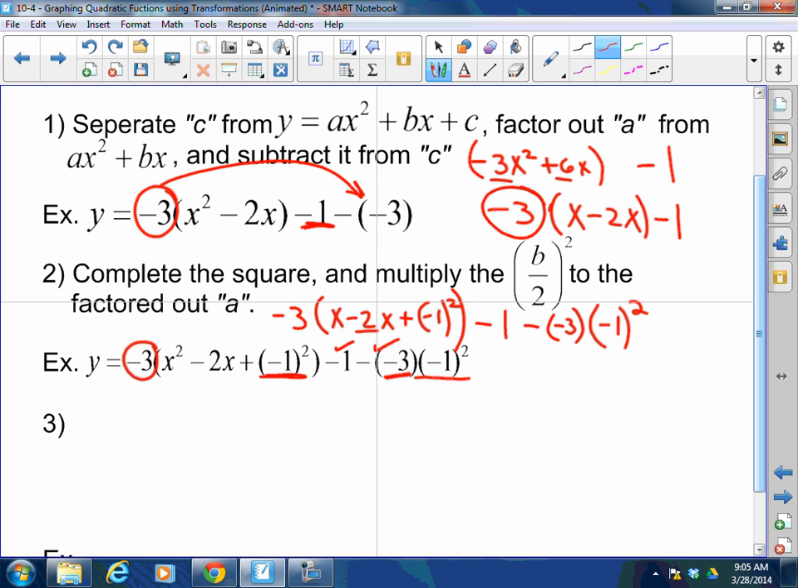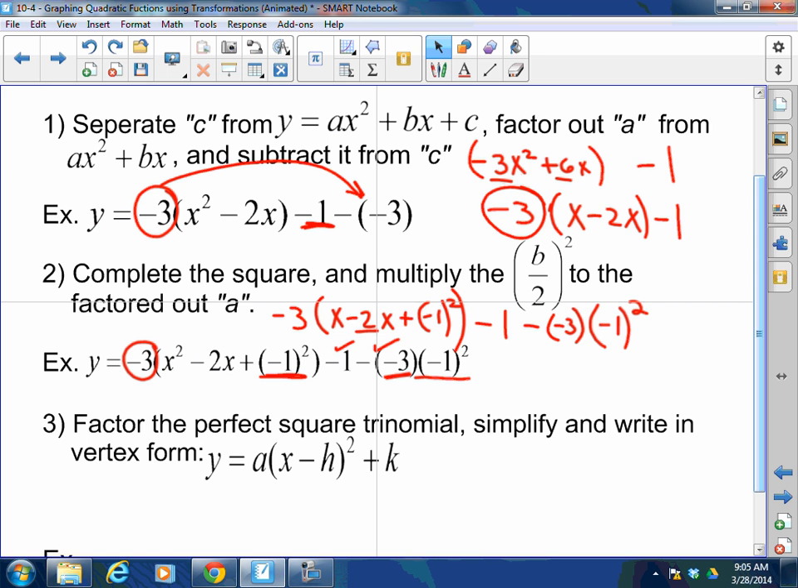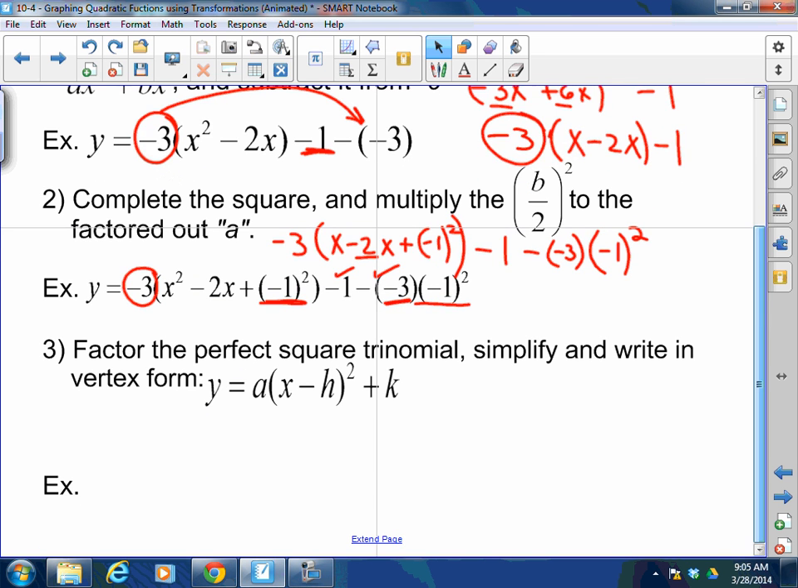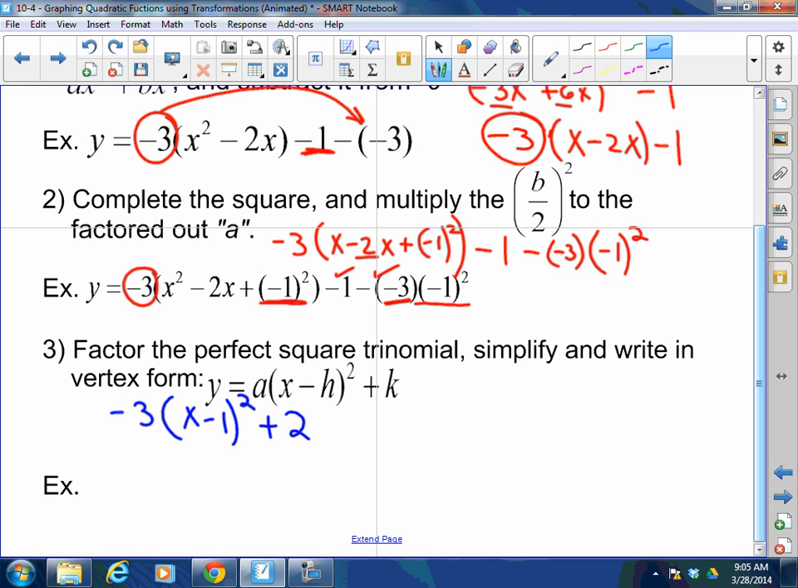Okay. Step 3, factor the perfect square and simplify. So I'm going to have negative 3 times x minus 1 squared. And I've got negative 1, okay, I've got a 1 here. 1 times negative 3 is negative 3. Negative 3 times a negative is positive, so this is going to be plus 2. And ding dong, the witch is gone. Does that make sense, guys?